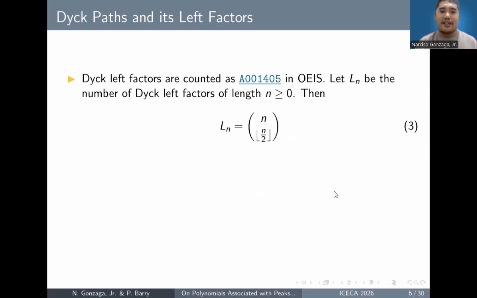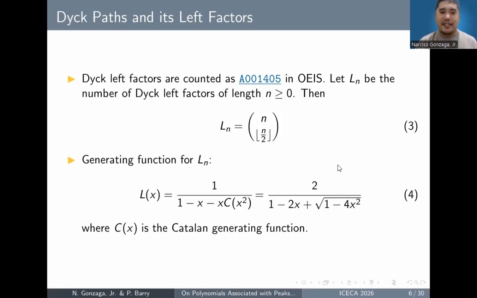While Dyck left factors are counted as A001405 in the OEIS, where its nth number is the maximum coefficient of the binomial expansion x plus y to the n. While its generating function is given in equation 4, and you can perceive here that it is somehow dependent on the Catalan generating function.